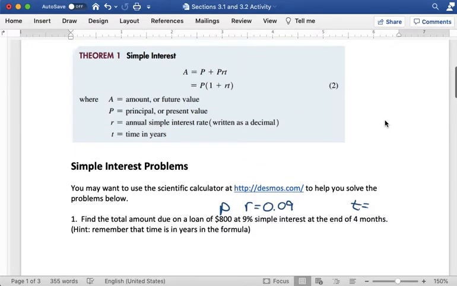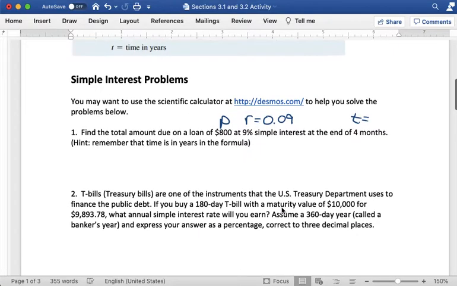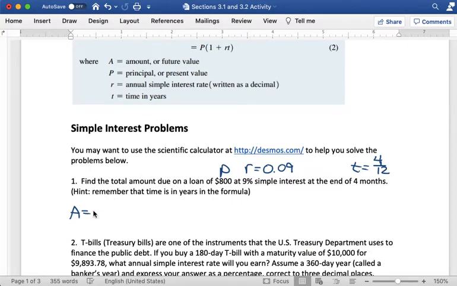Time is in years in the formula, because this is an annual interest rate. So when we plug in for T, what we're going to do is we know that 4 months is 1/3 of a year. So we would plug in 4 over 12, or 1/3. So if we're given the time in months, we divide that by 12 to get the time in years. So now I'm going to plug those in. I can use either version of the formula, whichever one I like. I will choose to use the bottom one here, but it doesn't matter.